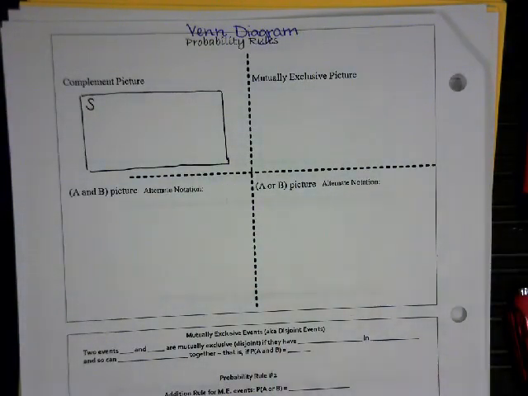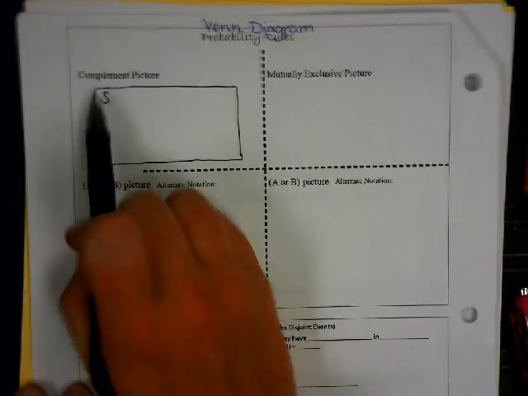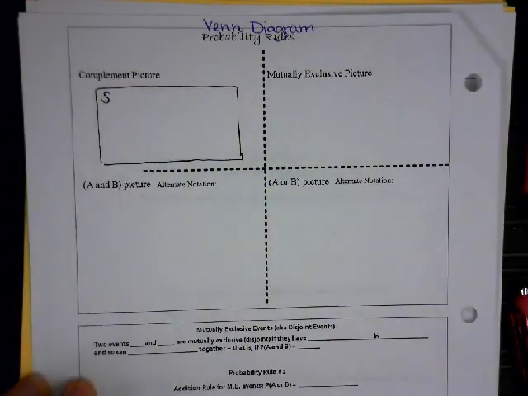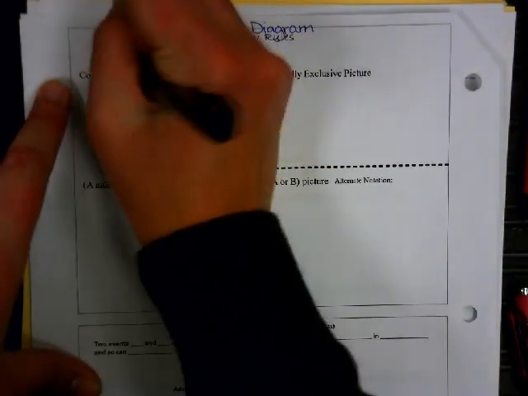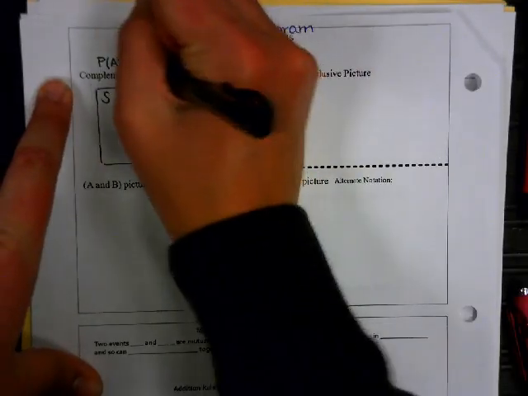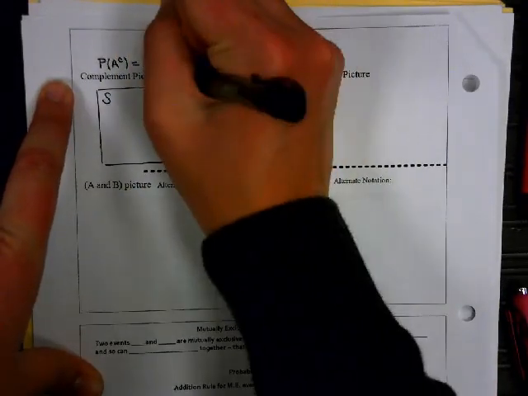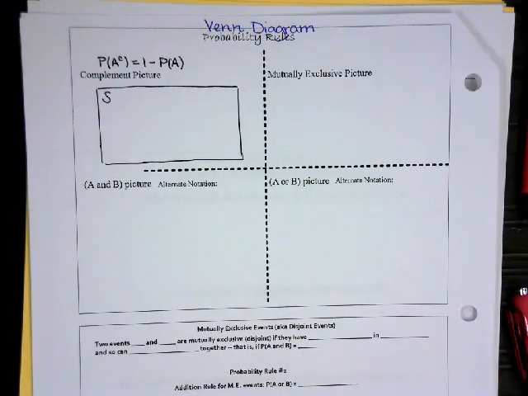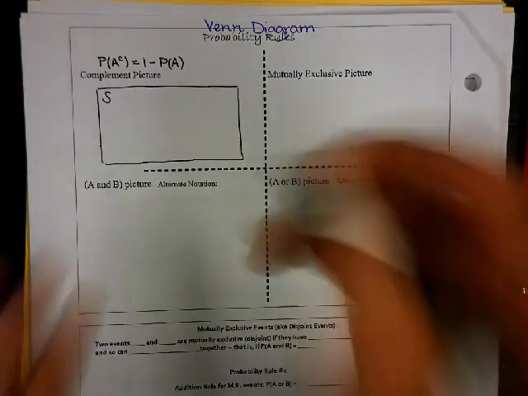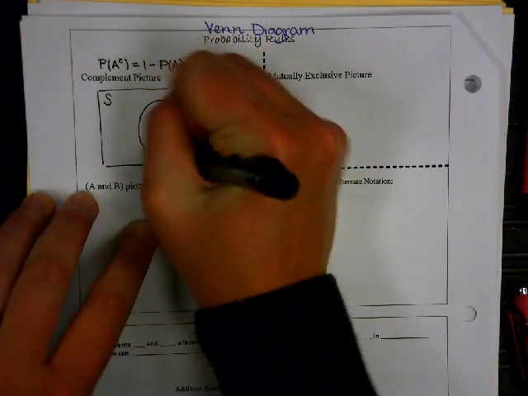So complement picture, remember yesterday I taught you the complement rule? The probability that a complement happens comes from 1 minus the probability of A. So my box adds to 1. So if this is A, everything outside the circle but in the box would be A complement.